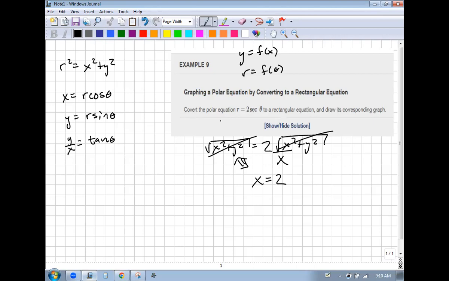So all they did was say convert it to rectangular. Technically this is correct, but this is prettier. Sometimes you might want to rearrange these things before you substitute, or maybe use trig identities first to simplify it before you use these. So keep that in mind.